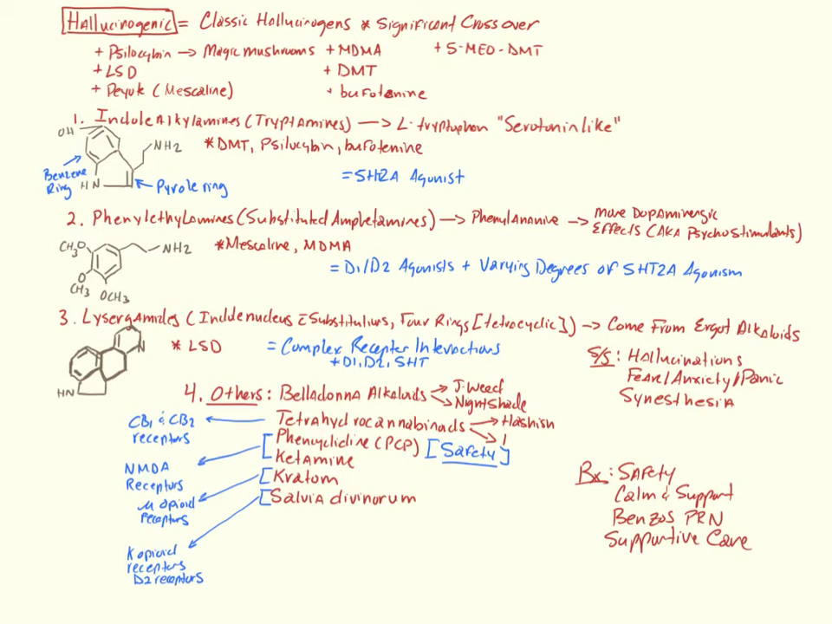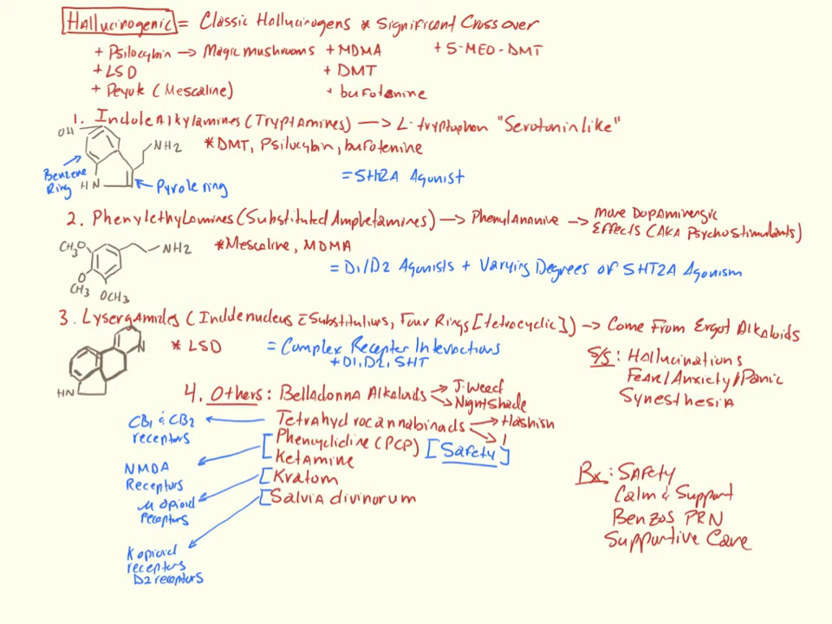These include drugs like dimethyltryptamine, psilocybin, bufotenine. DMT is sometimes known as N,N-dimethyltryptamine, because you have methyl groups coming off of the nitrogen. So that's what the N,N means, a methyl in one, a methyl in the other.